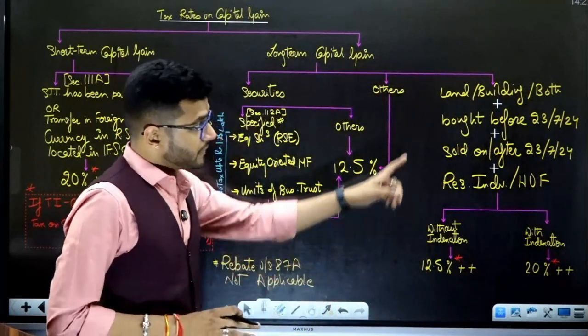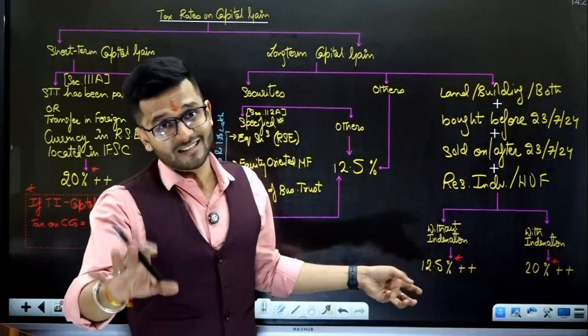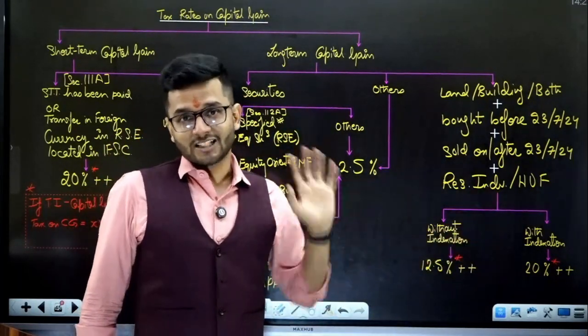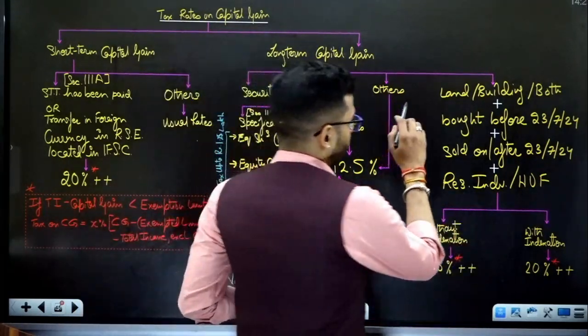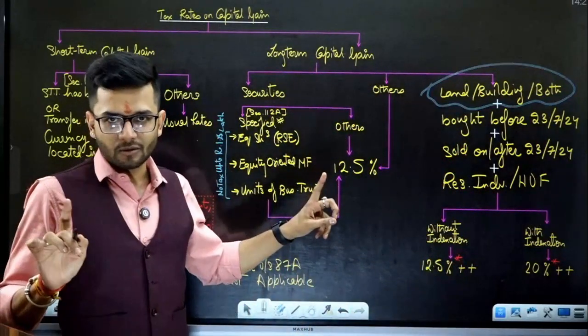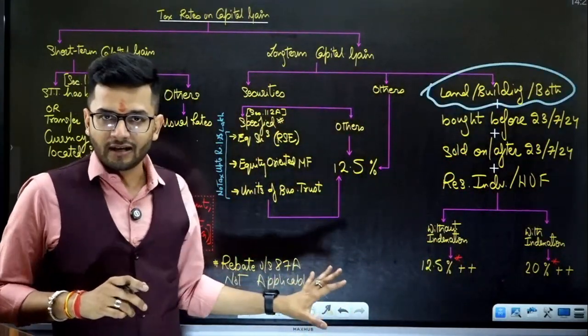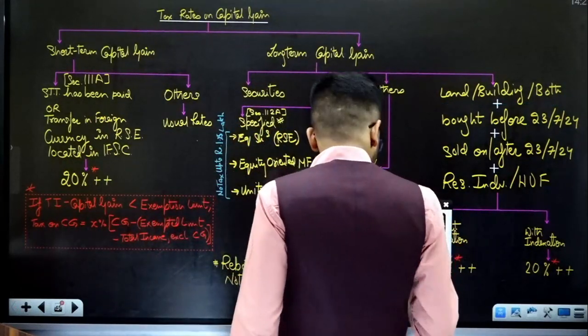And still, there are certain classes of assets for which that indexation benefit is still applicable at the option of the taxpayer. What are those assets? We are going to see now. Okay. Now, this is a case of land and building or both. No other asset. Indexation is not there in any other asset. It's only in case of the specified asset which we are talking about.